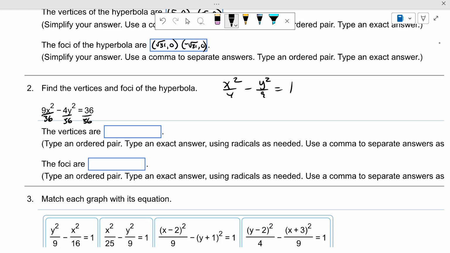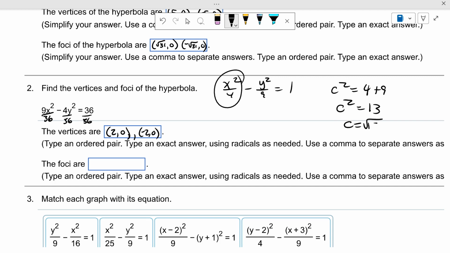Center is 0, 0. Your major axis is the x-axis. The square root of 4 is 2. So your vertices are at 2, 0 and negative 2, 0. Your foci, c squared equals a squared plus b squared. C squared equals 13. C equals the square root of 13. So it's square root of 13, 0, and negative square root of 13, 0.